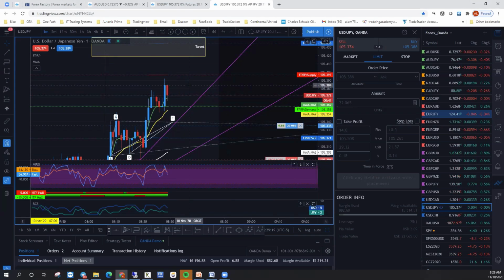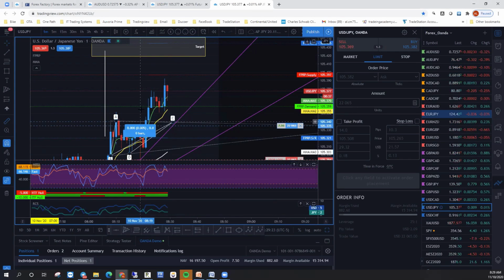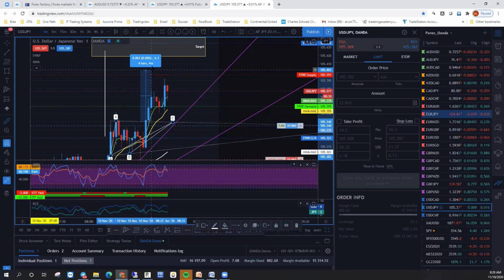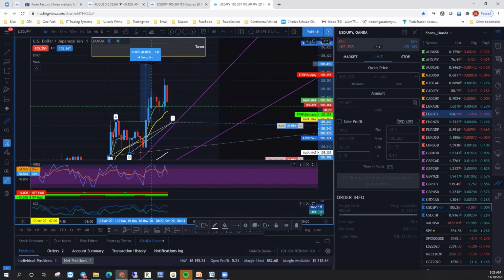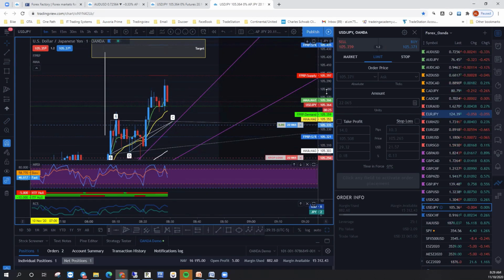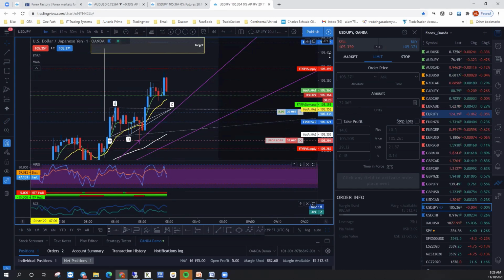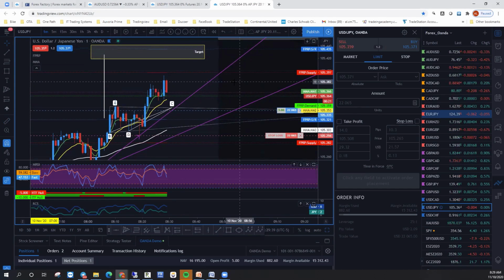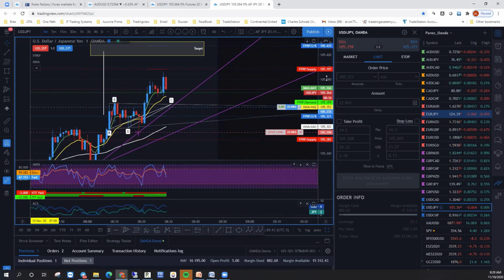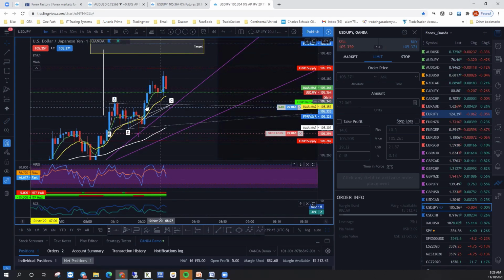Let's see how far we got. Right now from here to here, there's 4 pips. 7 pips is going to be right at about the 105.41 area. Just because you're going for 7 pips doesn't mean that's all you have. You can always get out early if it starts to look like it's going against you.